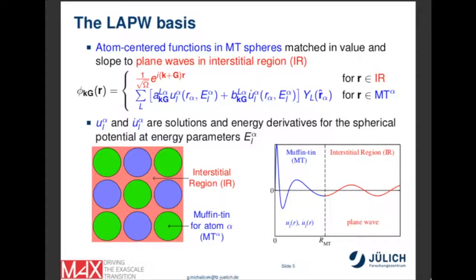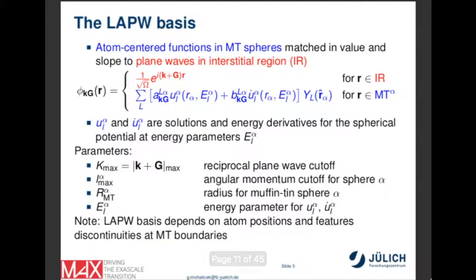And this u dot is the energy derivative of this. And of course, these representations in the different parts of the unit cell are not independent of each other, but we use these A and B coefficients to match the muffin-tin part of the representation in value and slope to the interstitial plane wave. Yeah, so in the end it looks like this. Yeah? So here you can already see some parameters.